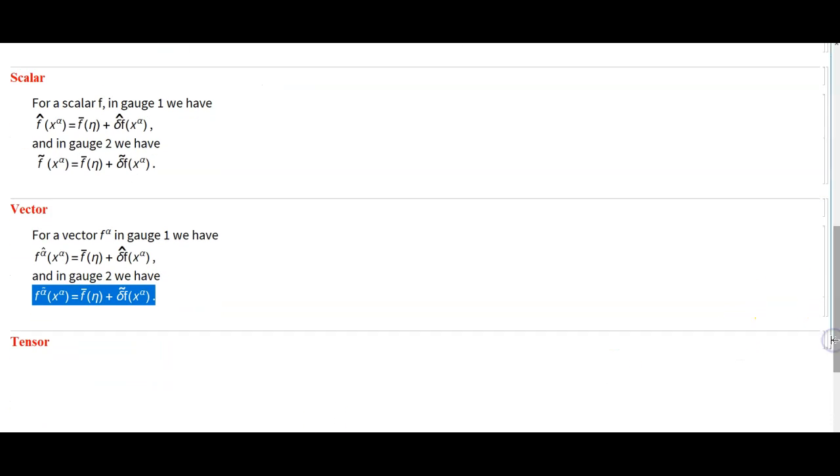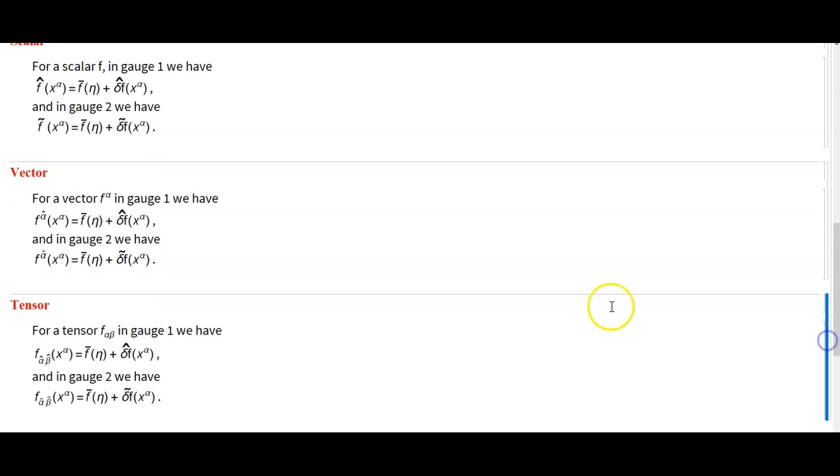Similarly, I will give you one example for a tensor. Consider a tensor field f alpha beta, and in gauge 1, I will write it like this. Notice that I am not putting a caret on f, but I am putting a caret on the indices alpha beta. This should be f bar alpha beta.